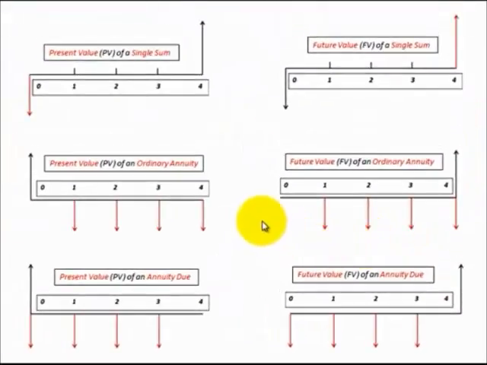So this is just an overview of the 6 basic cash flows that we deal with in our accounting and finance, and you have to become familiar with these for your use in the calculator or your discounting tables.